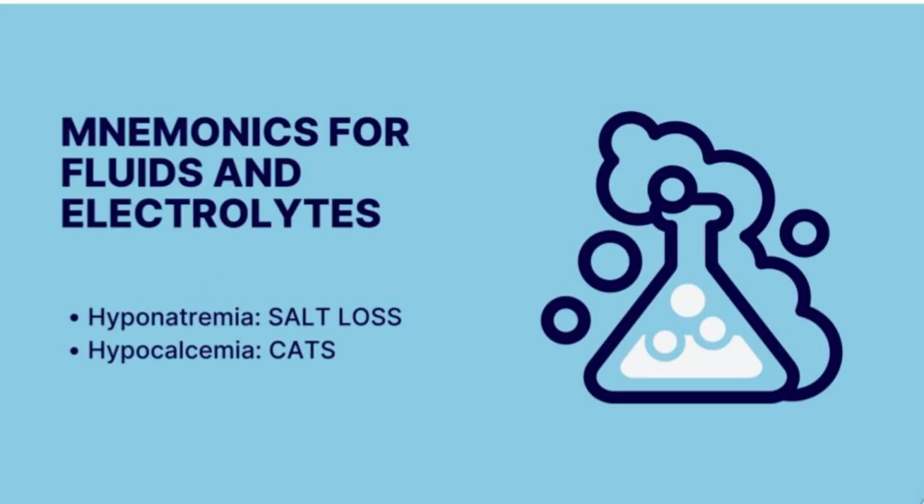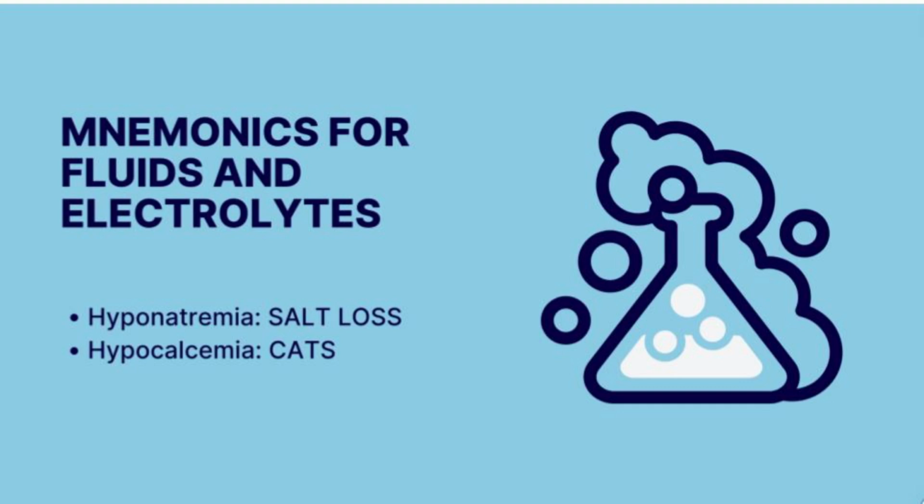Bonus: 3 mnemonics for fluids and electrolytes. To make studying easier, here are 3 helpful mnemonics. SALT LOSS for hyponatremia. Symptoms: S, stupor, coma. A, anorexia, nausea, vomiting. L, lethargy. T, tendon reflexes decreased. L, limp muscles, weakness. O, orthostatic hypotension. S, seizures, headache.